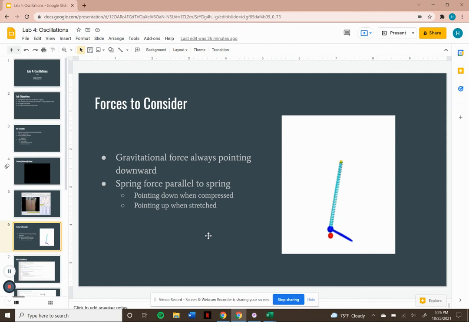Some forces that we have to consider, with this diagram that was given in the code, are the gravitational force, which is always pointing downward, and our spring force, which is parallel to the spring. The way that it's facing depends on whether it's compressed or stretched. If it's compressed, it's pointing down because it wants to stretch, and when it is stretched, it's pointing up because it wants to compress.